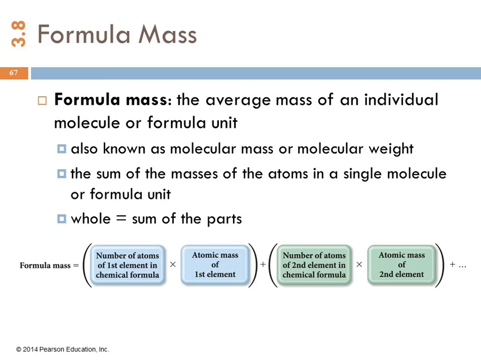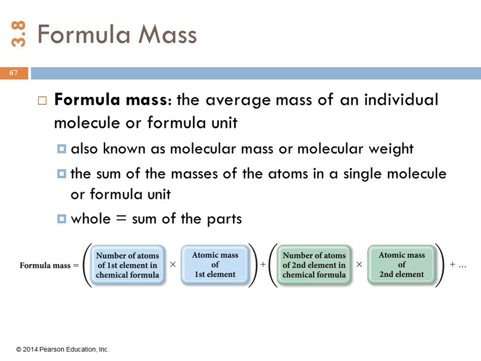Okay, so what we do to find the formula mass is we just add up the masses of the atoms in a single molecule or a formula unit. Okay, so the number of atoms of the first element times the mass of each atom of that element plus the number of the second times its atomic mass, etc.